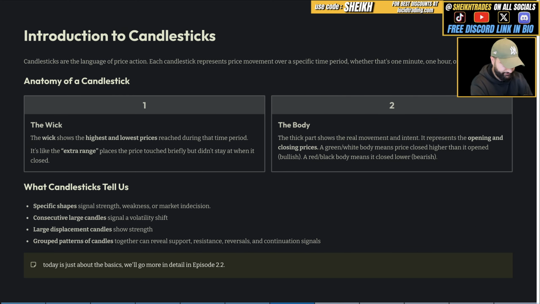The body is that thick part, and it will most likely always be the distance between the open and the close. The thick part shows the real movement and intent. It represents the opening and closing price. A green or white body, usually green, means price closed higher than it opened, and a red or black body, usually red, means it closed lower than it opened.